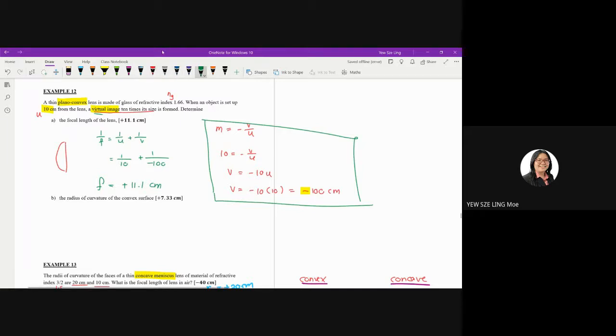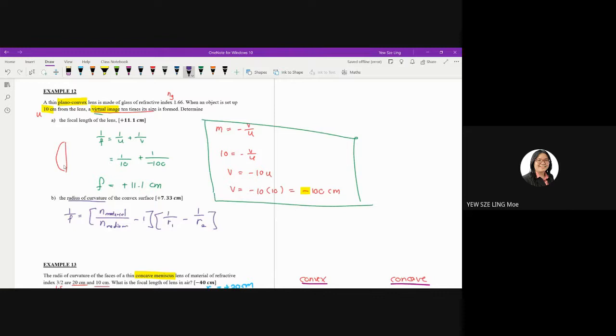Then question B. Question B asks you to calculate the radius of curvature. For the radius of curvature, you have only one equation, which is 1 over f equals n material over n medium minus 1, times 1 over R1 minus 1 over R2. Now, the question asks us to determine the radius, but which one are we going to determine?